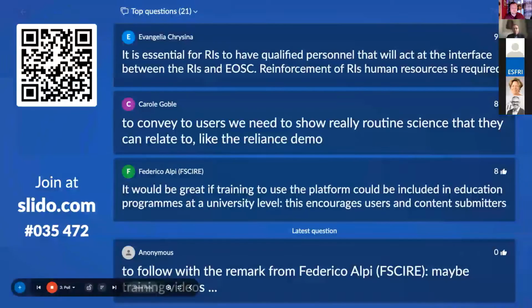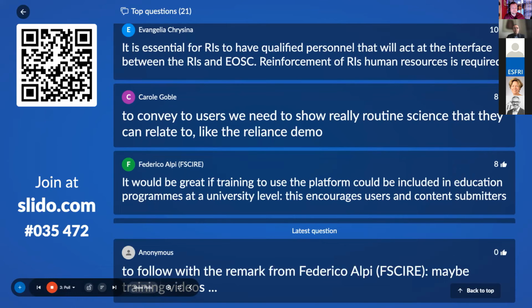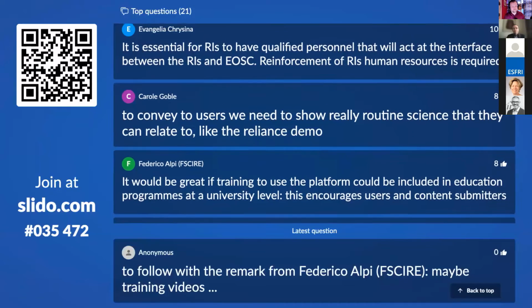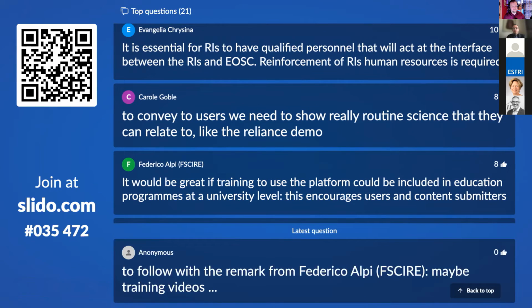The time is flying, so yes, good to put some of the questions with the top votes on the screen. Evangelia says it is essential for research infrastructures to have qualified personnel that will act at the interface between the RIs and EOSC. The reinforcement of RI human resources is required. And there is a question coming up about these skills, I think, afterwards.